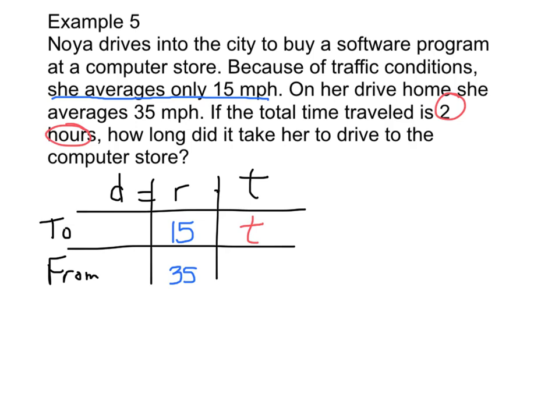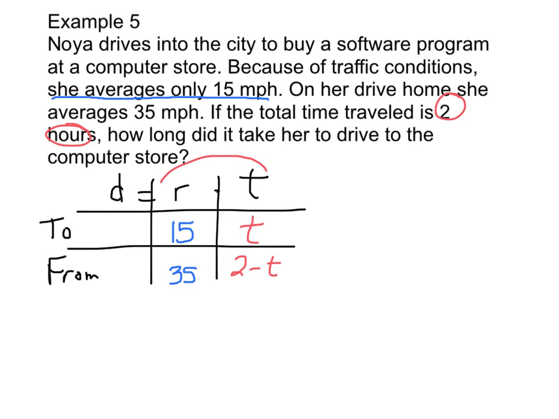Give you a hint. If it took her an hour and a half to go to the store, how long did it take her to come back? It took her half an hour, because we know the total has to be 2. So if it was T for to the store, to get the other one, you'd have to subtract 2 minus T. That gives us the difference. So if it was a total of 5 hours, it'd be 5 minus T. If it was a total of 3 hours, it'd be 3 minus T.